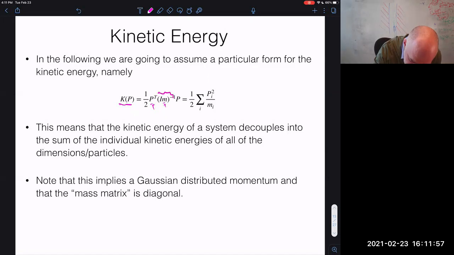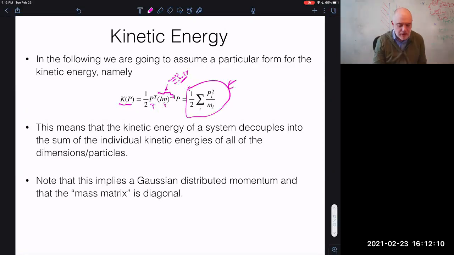This thing in here is referred to as a mass matrix. If you make this assumption, in particular that it has this form, then it implies that the momentum variables p are normally or multivariate normal distributed with a diagonal covariance. Okay, you can change that.